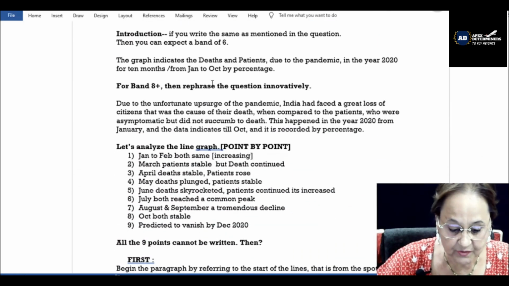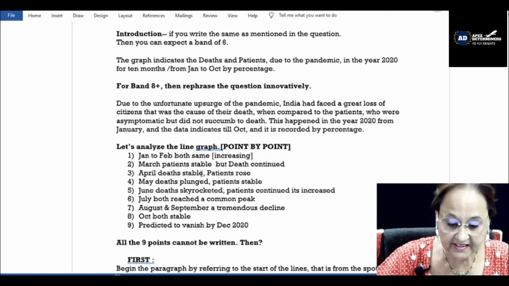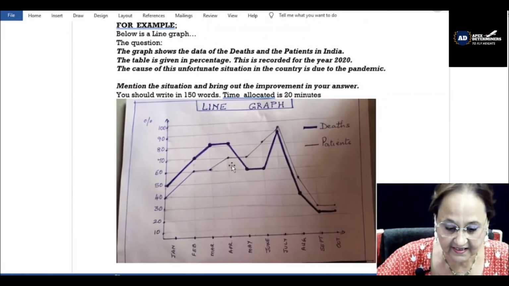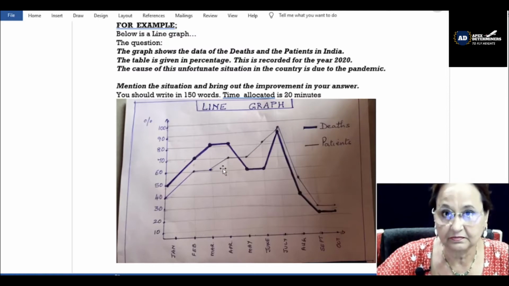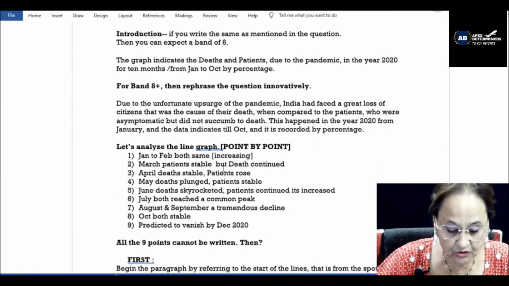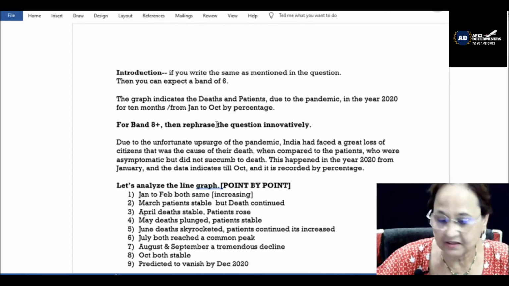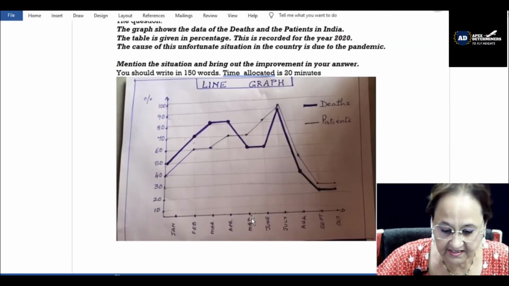Then you go to the next one. April, deaths stable, patients rose. Is that correct? April, what is the situation? Deaths were stable, but patients rose. So there's a twist here. Then you go to May. May, deaths plunged, patients stable. Is that correct? Yes. Deaths plunged and patients stable.